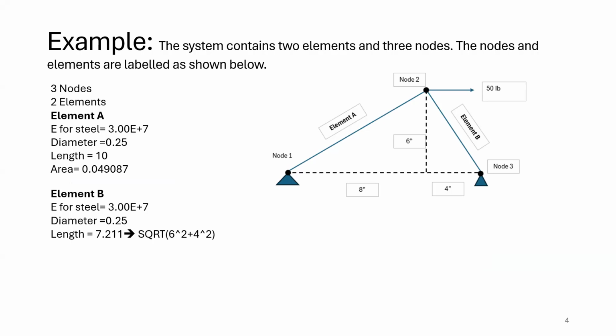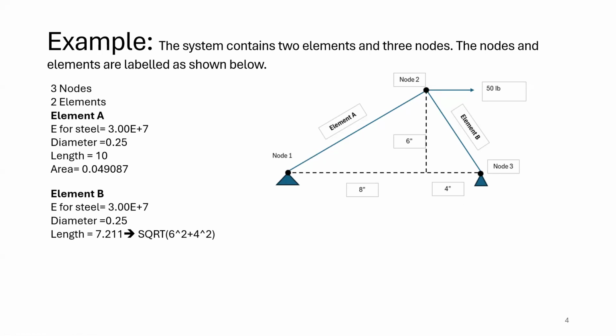So the example system contains 2 elements and 3 nodes. The nodes and elements are labeled as shown below. You have a fixed support here and a fixed support there. This is one beam, connected to that node, and the other beam connected to the second node. So we have 3 nodes, node 1, node 2, and node 3, and each pair of nodes will have an element. Element A is between nodes 1 and 2, and element B between nodes 2 and 3.